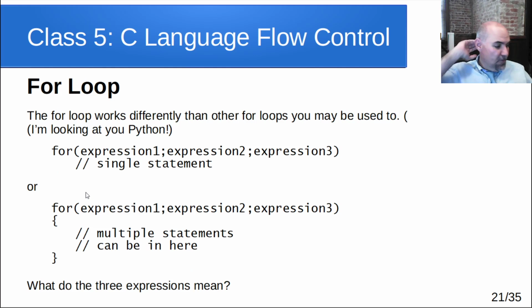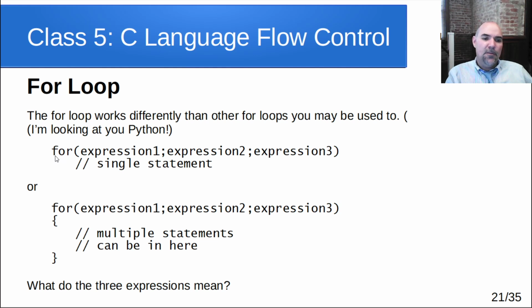All right, the next one is a for loop. And again, if you know Python, understanding how for loops work in Python will absolutely not help you with understanding how they work in C or C++. Maybe some other languages would be helpful, but not Python. So this works completely different than you're used to. So here's how it works in C.